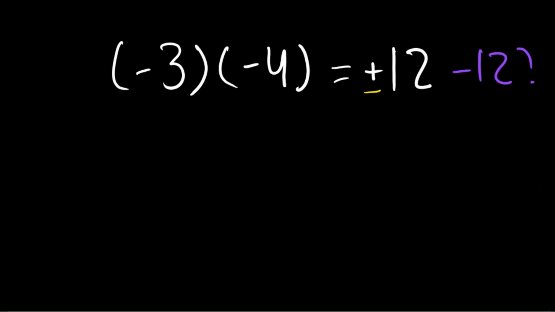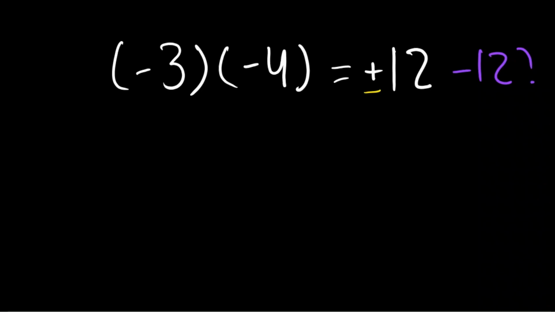Negative times a negative equaling a positive is a fundamental part of algebra, but it is important to actually understand why this happens. So we're going to prove it using patterns and then again using pure algebra to see why it actually works. First, let's go through a pattern proof of why this works.